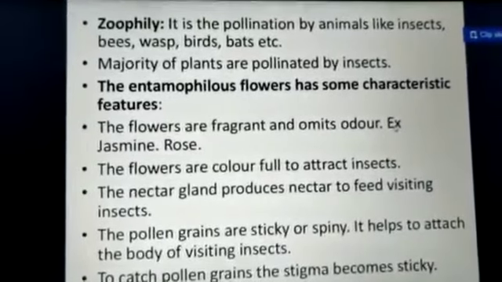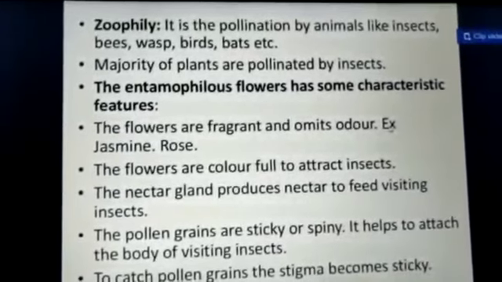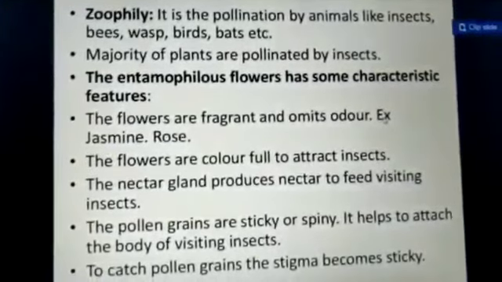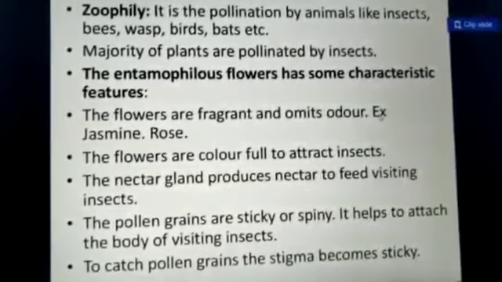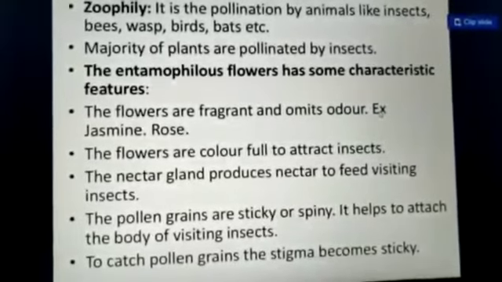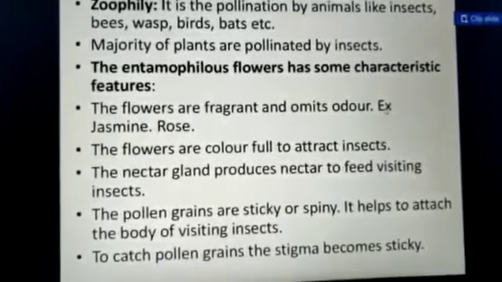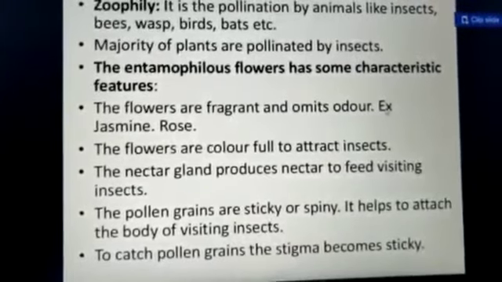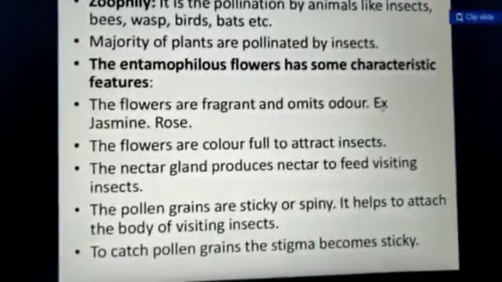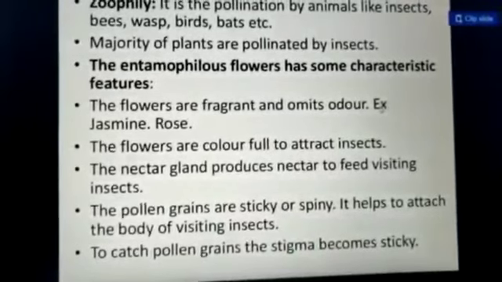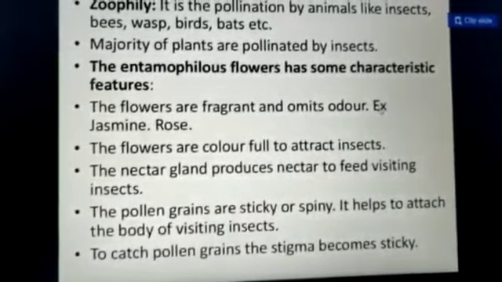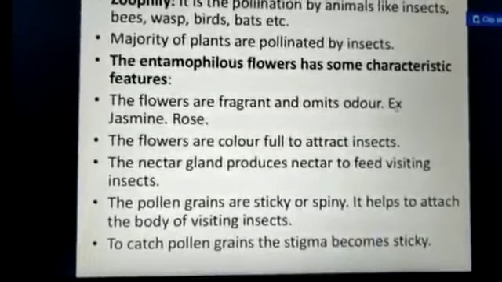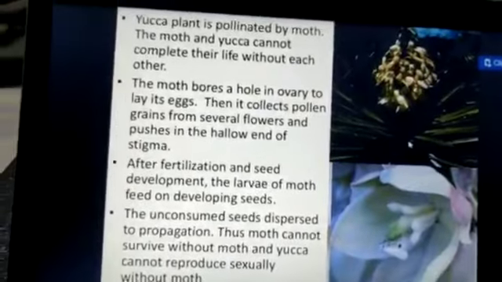Zoophily, it is the pollination by animals like insects, bees, wasps, birds, bats, etc. The majority of plants are pollinated by insects. Entomophilous flowers have the following characteristics. Entomophilous means basically they are attracted by insects, so the flower must be very attractive. They must produce nectar to feed the insect, and the pollen must be sticky and spiny so that the pollen grains get stuck to the animal's body and are transferred.